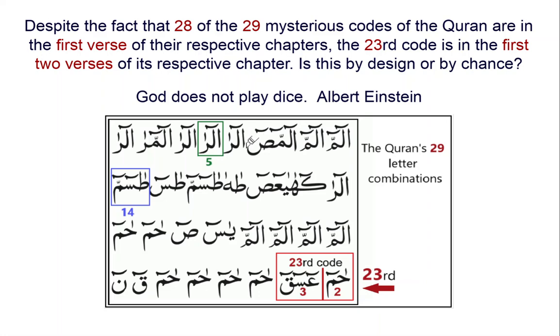And here we have the 23rd code here, Ham Mim Ain Sin Qaf. But we also have highlighted the 5th code. This is 1, 2, 3, 4, 5. The 5th code with green, and the 14th code with blue, because they are used in this work. It's good to have an idea where they are.